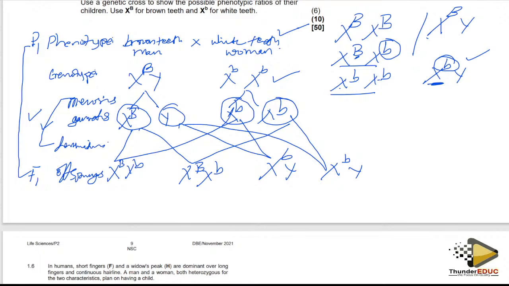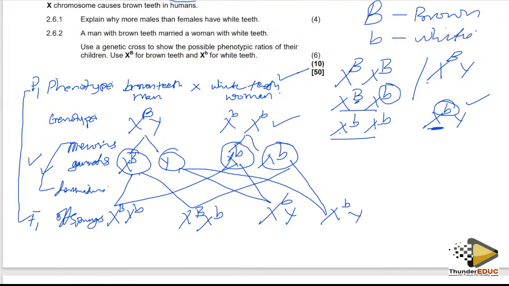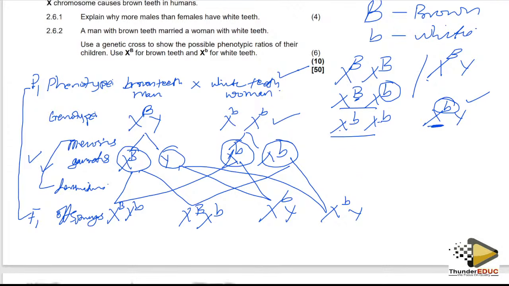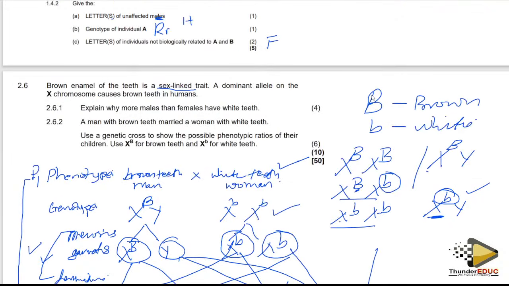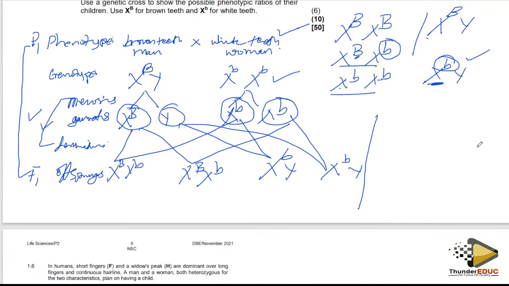Let's continue. And then we say that, what was the question saying? Use the intercross to show the possible genotypic ratio. They want the genotypic ratio of their children. Now, I need to find out the phenotype. They said genotypic, it is phenotypic. I need to find out the phenotype of these individuals.